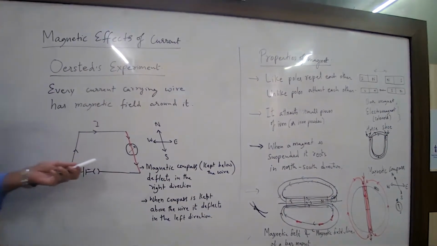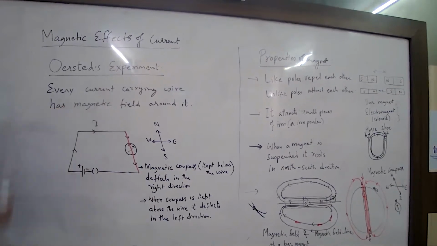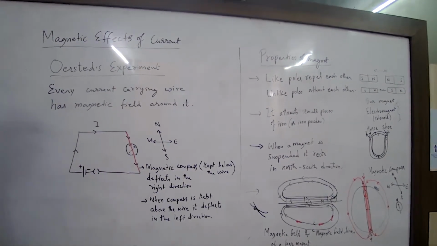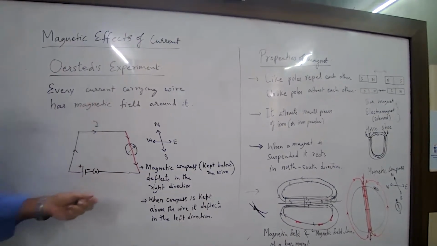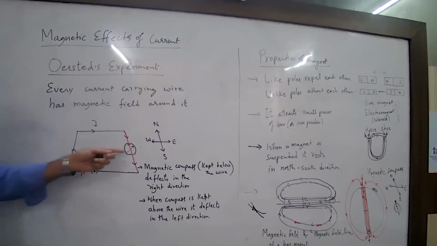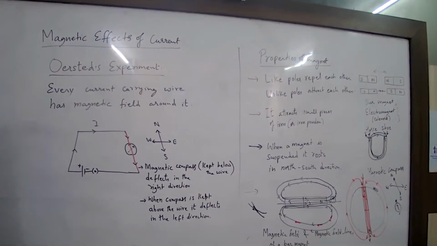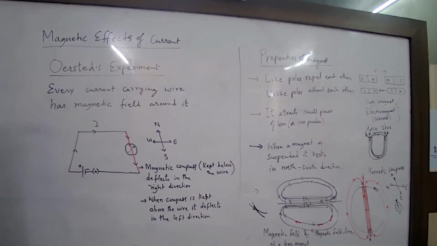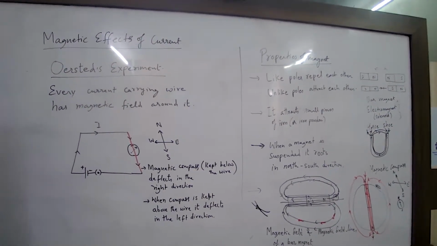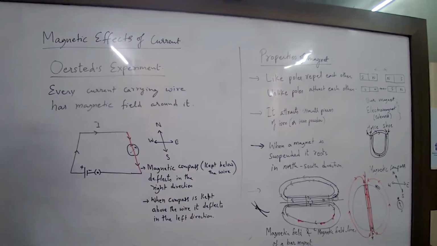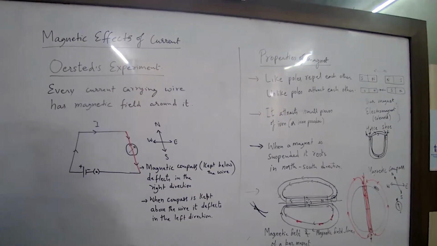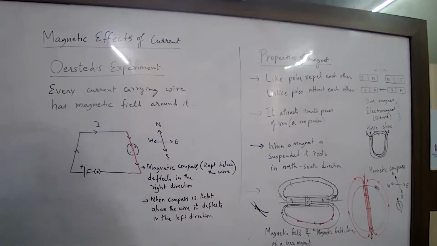So this proves that any current carrying wire has a magnetic field around it. Otherwise, this would not have deflected. When we remove the key, it does not show any deflection. When we plug the key, it shows deflection. So every current carrying wire generates a magnetic field. Okay, so this was Oersted's experiment. Anybody has any doubt? Read the experiment given in the volume and see if you have any queries left.